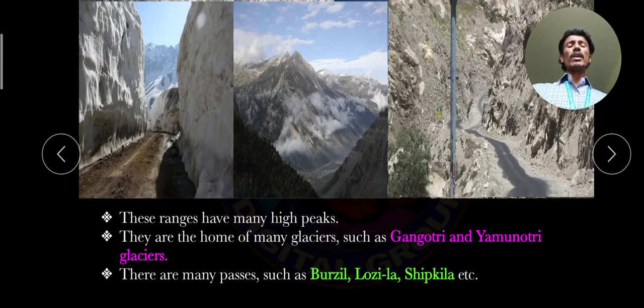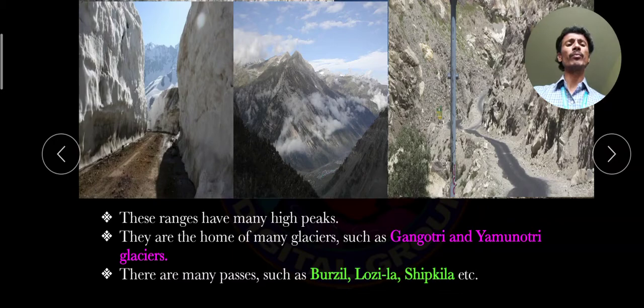And there are many passes. Passes means between the hill stations there is a road or a way that is very difficult. Such passes are available only in mountains and hill stations. So such passes are Burzil. So this is the Burzil pass.